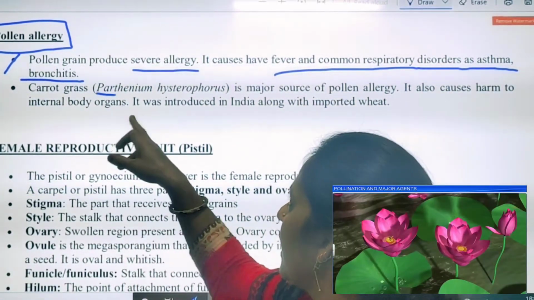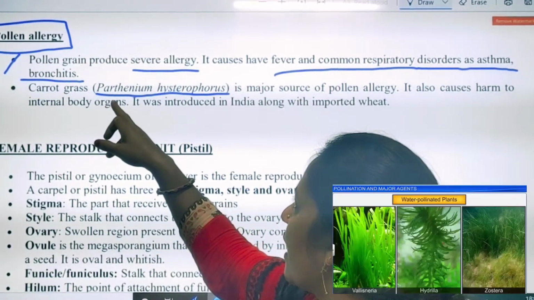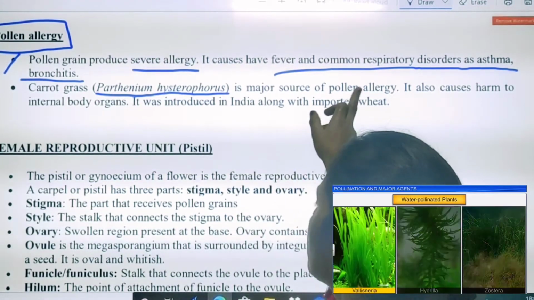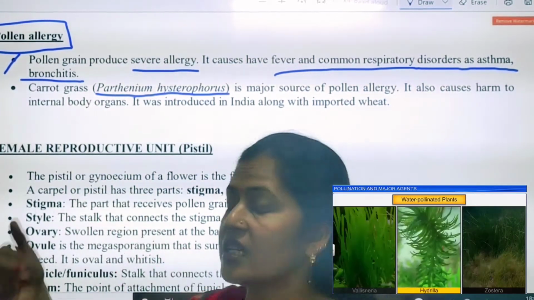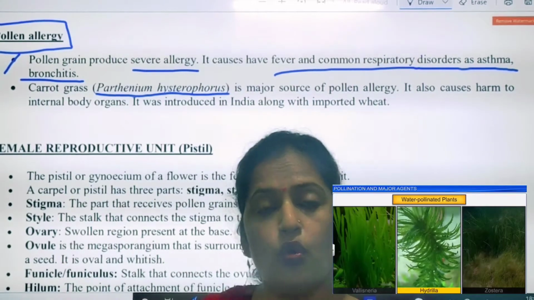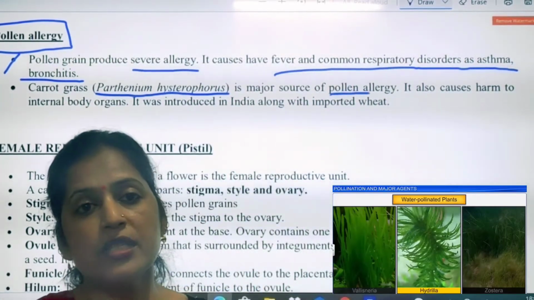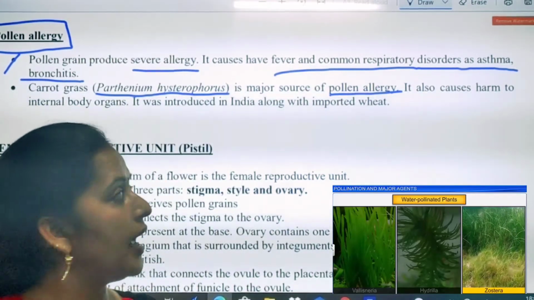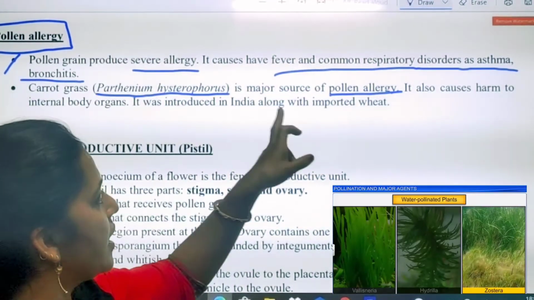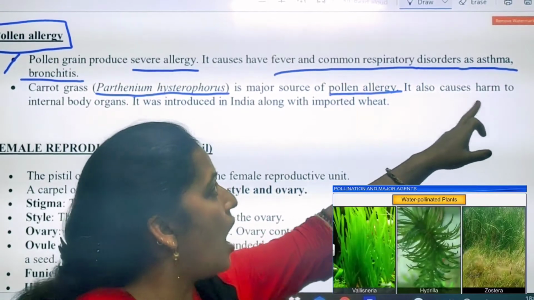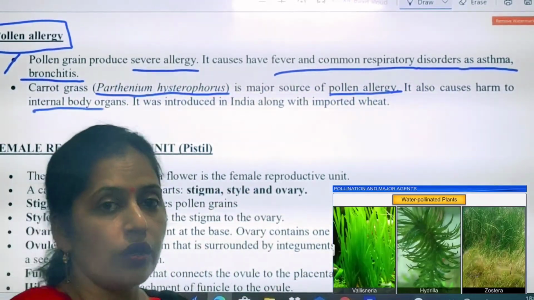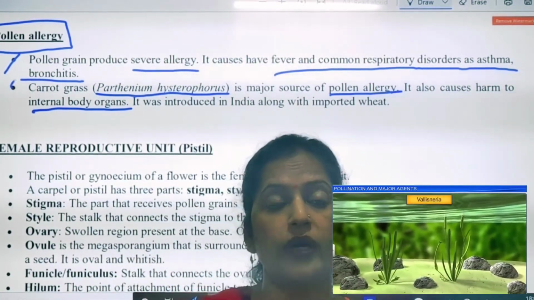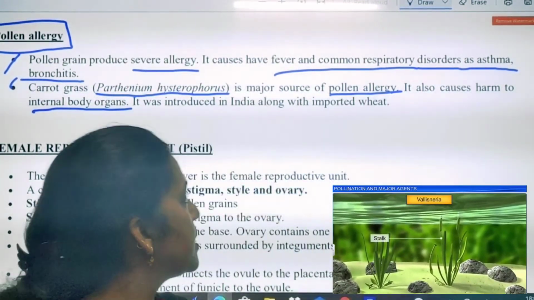Carrot grass, and the common name of the carrot grass, that is the Parthenium hysterophorus, is a major source of the pollen allergy. This carrot grass is the major source of the pollen allergy. That means the pollen allergy is caused by the major factor, that is the carrot grass. It also causes harm to internal body organs. अब ये जो carrot grass है, it also causes damage to our internal delicate body parts.